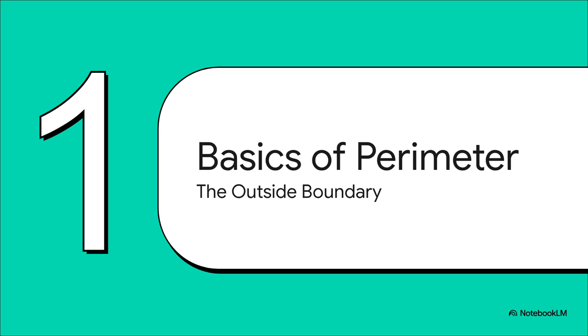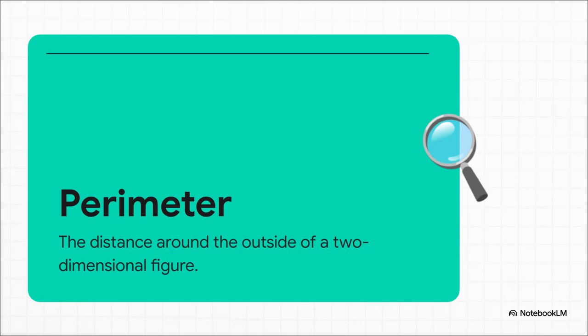Section 1. The basics of perimeter. The outside boundary. Let's start with that first foundational building block, focusing right on the very outer edges of 2D shapes. So what is it? Perimeter is simply the distance around the outside of a two-dimensional figure. It's like walking along a fence that encloses a yard. We're only calculating that boundary. We don't care about the grass inside the yard just yet, right? We are strictly measuring the fence.